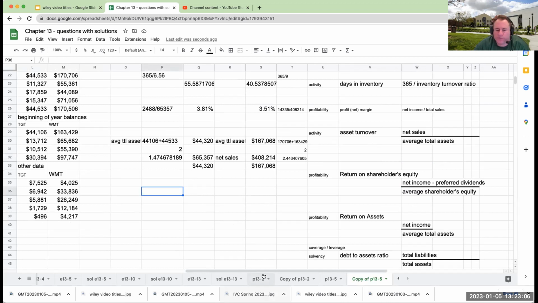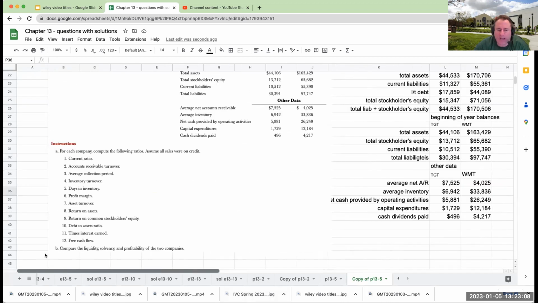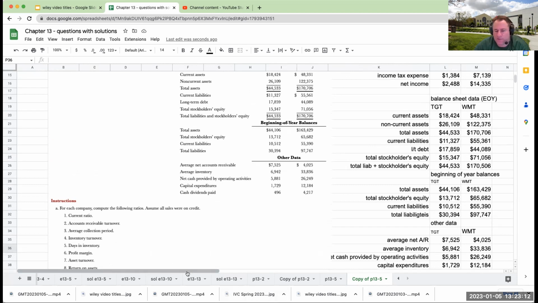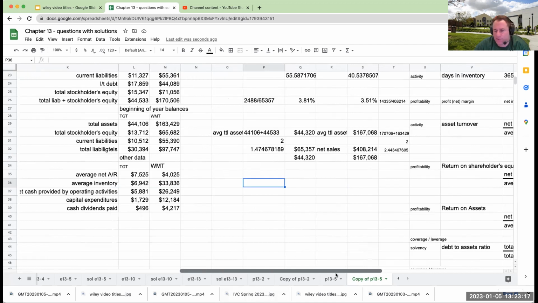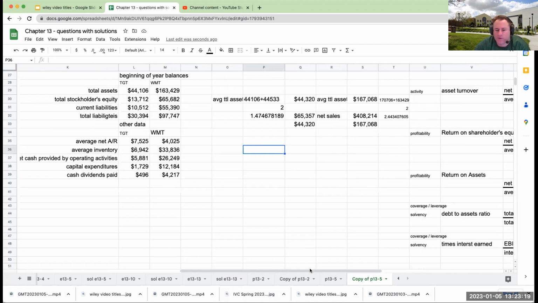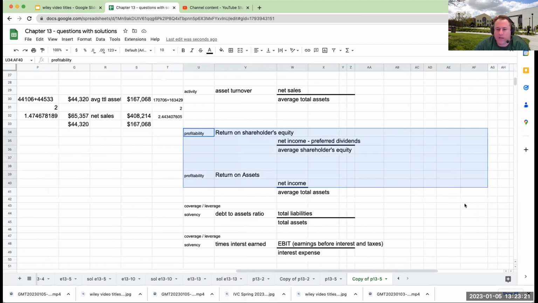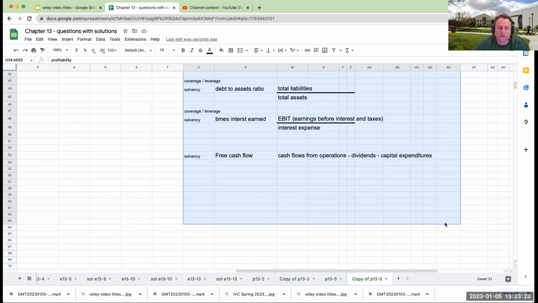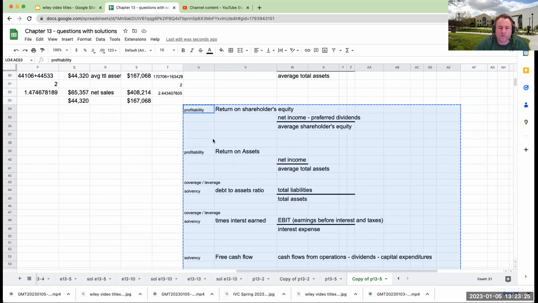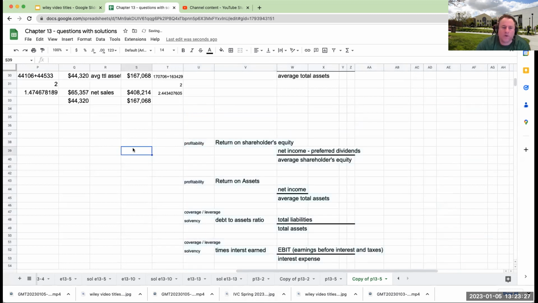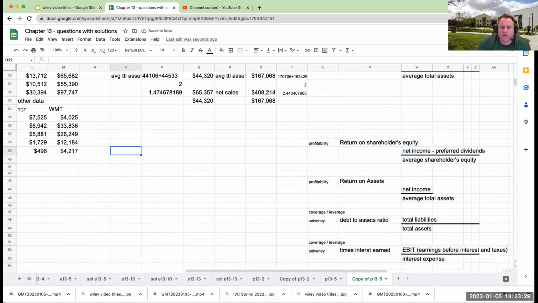Return on shareholders' equity. These companies do not have preferred stock, right? Because they are publicly traded, they cannot have preferred shares. So when we look over here at return on shareholders' equity and these ratios below, we're just going to focus on what is the average shareholders' equity.